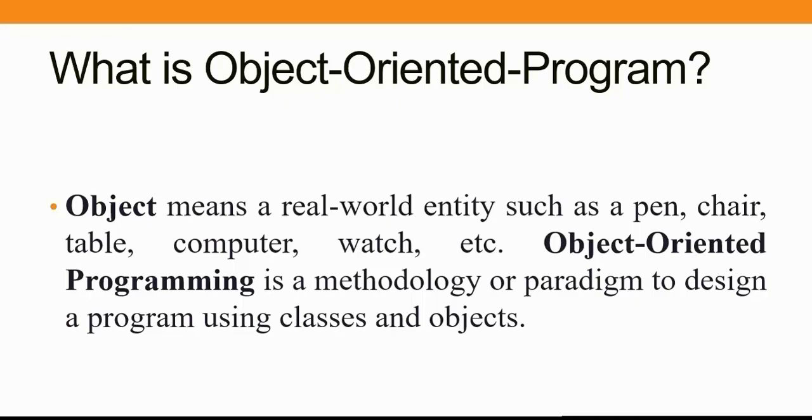So here now we are going to learn about object oriented programs. So what does that mean? The name itself is there. So we are going to learn something related to the object. It can be anything, such as, as I say, a real world entity such as a pen, chair, table, computer, it can be anything. So object oriented programming is a methodology or a paradigm to design a program using classes and objects.